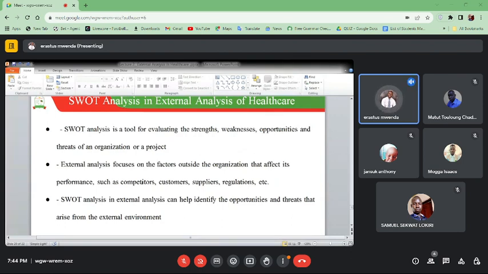And then we have the framework of SWOT analysis in external analysis of healthcare. I had mentioned this. We think about the strengths and the weaknesses of a healthcare organization. Once we do this, we can know how we do in terms of opportunities and so on and so forth. What advantages are we going to take in terms of threats? What is it that we are going to do as a healthcare organization so that we can deal with possible threats?